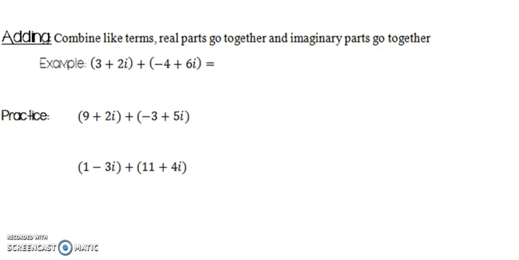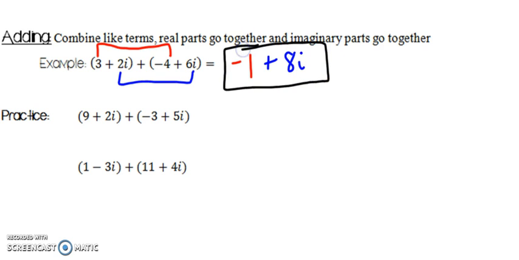Okay, adding and subtracting, these things are pieces of cake. Basically, you add the real parts together, and you add the imaginary parts together. So for the first one, since this is addition, I'm going to do 3 plus -4, and I get -1. And then I'm going to add my 2i plus 6i, and I get 8i. So my answer to this one would be -1 plus 8i.